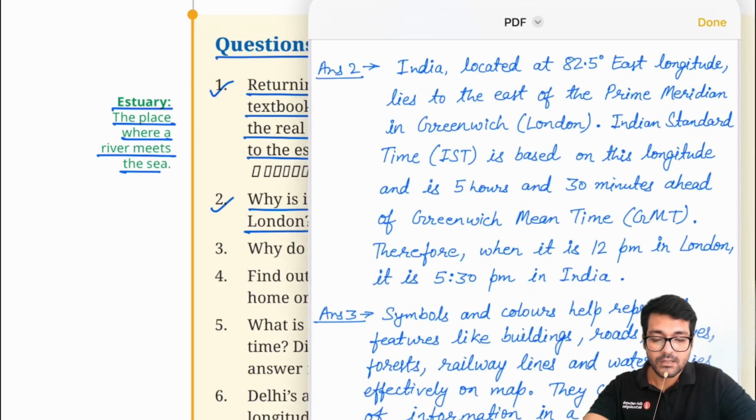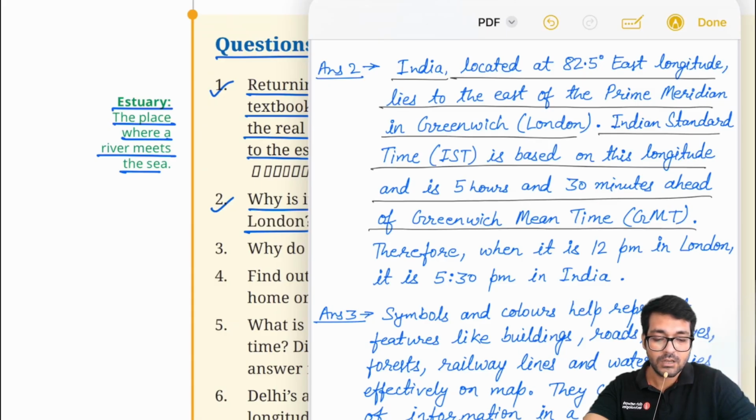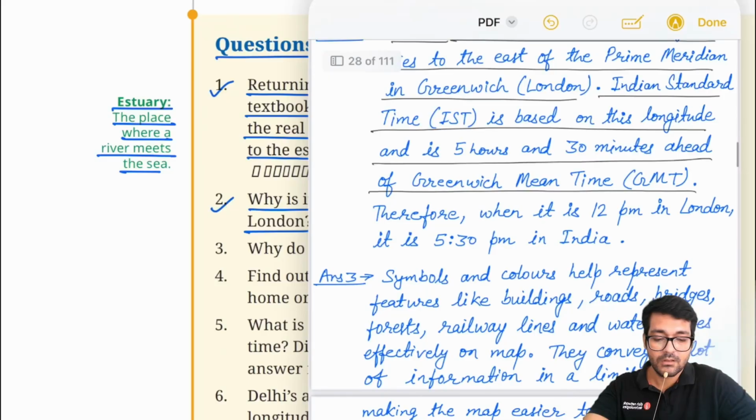You can write the answer like this. India, located at 82.5 degrees east longitude, lies to the east of the prime meridian in Greenwich, London. Indian Standard Time (IST) is based on this longitude and is 5 hours 30 minutes ahead of Greenwich Mean Time or GMT. Therefore, when it is 12 p.m. in London, it is 5:30 p.m. in India.